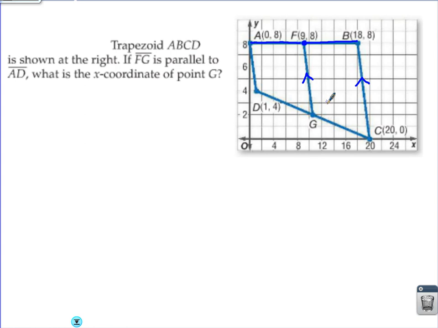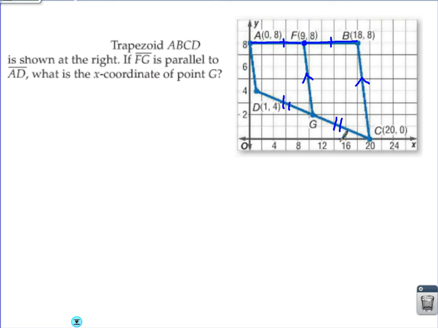So if it's got a midpoint here, this is congruent to this, and it's parallel to the base. Would this be a mid-segment? Sure. So wouldn't that equal that? So the easiest way to find the coordinate of G, would G not be the midpoint between 1, 4 and 20, 0? And can we find that in our head? Can we do that pretty easy? Find midpoints, add the x's, divide by 2, add the y's, divide by 2.